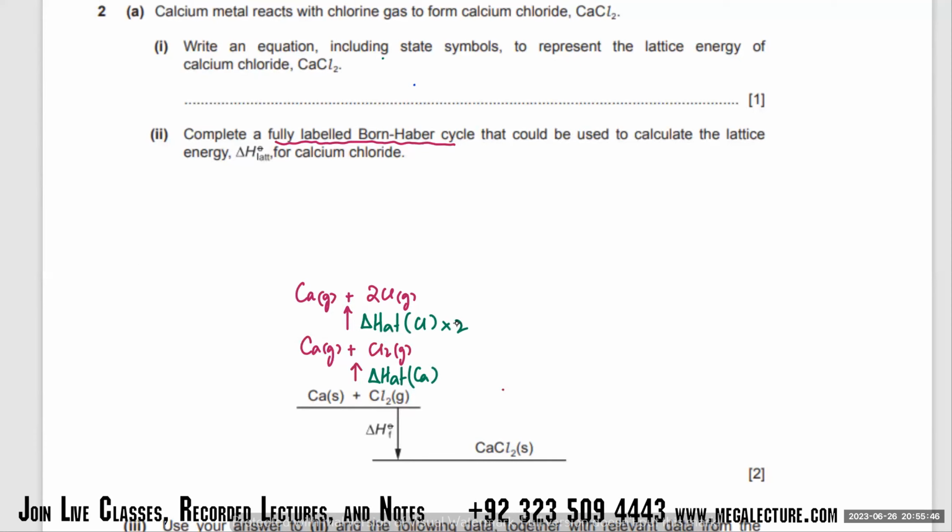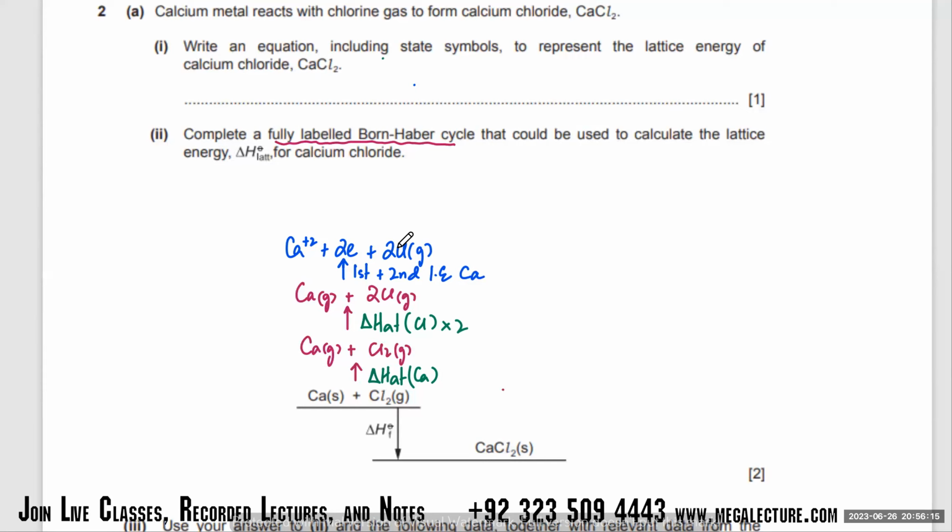So I'm going to ionize calcium first. Calcium turns into Ca2+, loses 2 electrons. Cl as it is. So that's the first plus second ionization energy of calcium.